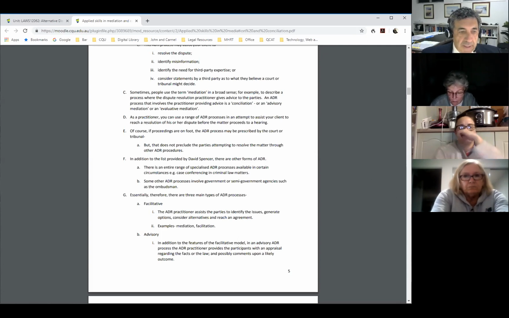D, as a practitioner, you can use a range of ADR processes to assist your client, and that's often overlooked. Again, I know we're talking primarily about mediation and conciliation, but for the sake of the final assessment, be prepared to create hybrids or sequential models. So it may be, for example, that you believe case appraisal is ultimately the best way to resolve the particular dispute without it going to formal litigation. However, you may build in a model which involves mediation first and case appraisal in the event of an unsuccessful mediation session. But again, I digress.